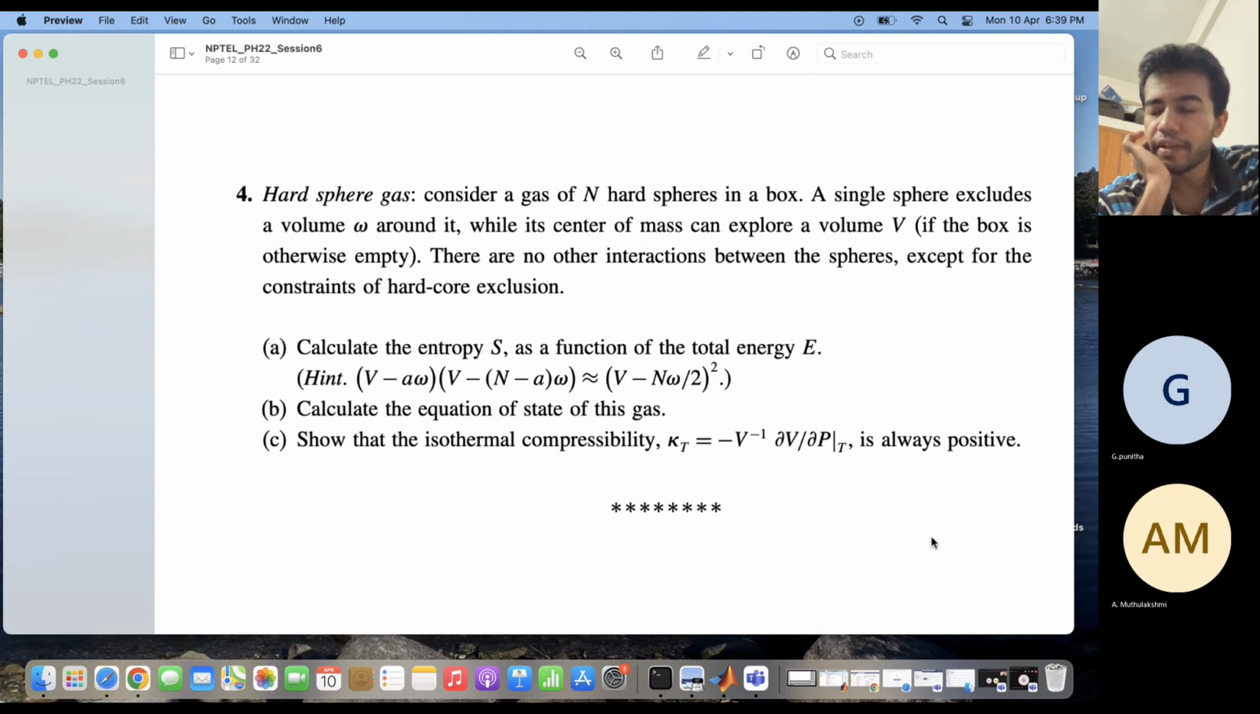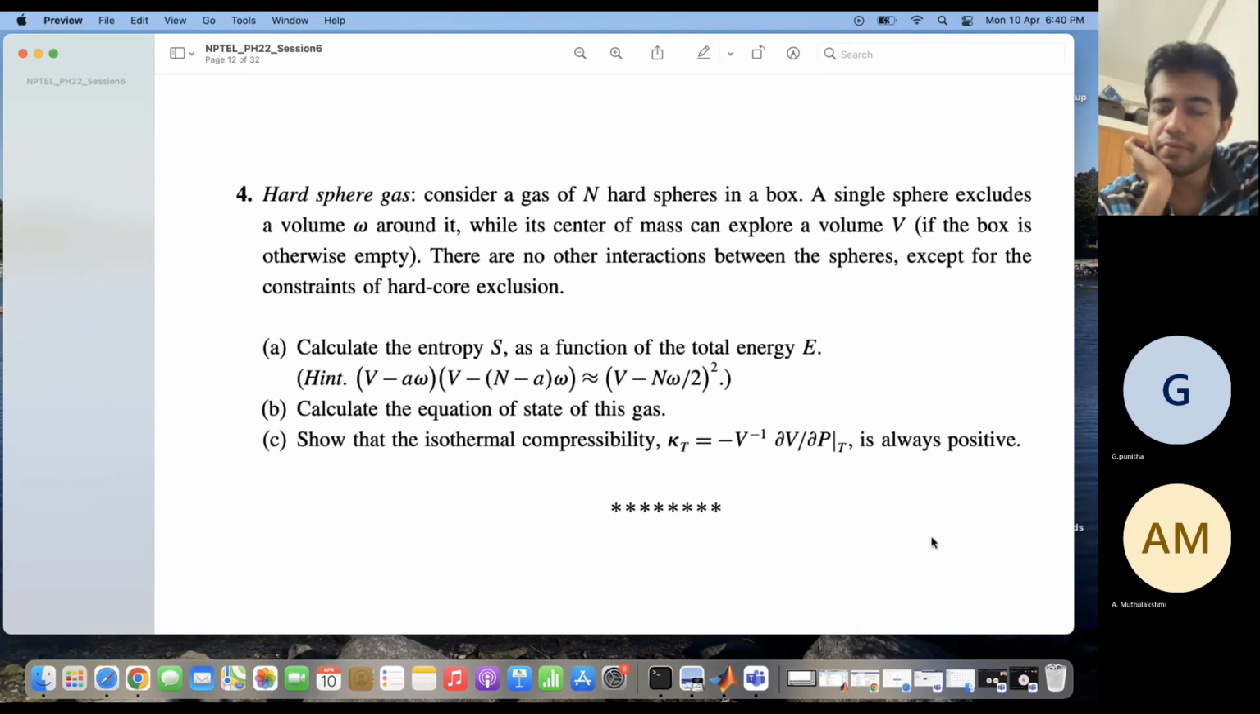Here in a hard sphere gas, the molecules have a finite radius. The particles of a gas have a finite radius. And the gas basically excludes the volume of the particles. So if you have N particles within a box of volume V, then the total volume available to the gas will be the volume of the box minus the volume occupied by the particles themselves.